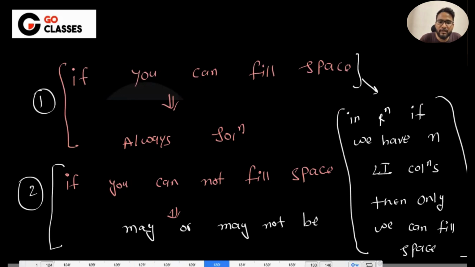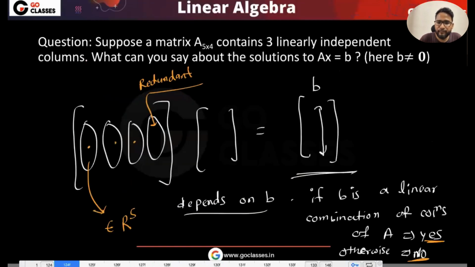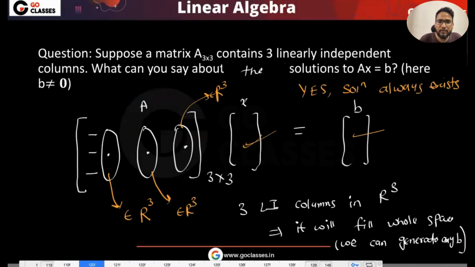See here in the first example, let me go to the first example. Here I had 3 linearly independent columns in R3, which means I can fill the space. I will say a solution always exists because I can fill the space. You give me any B, I will give you the answer.